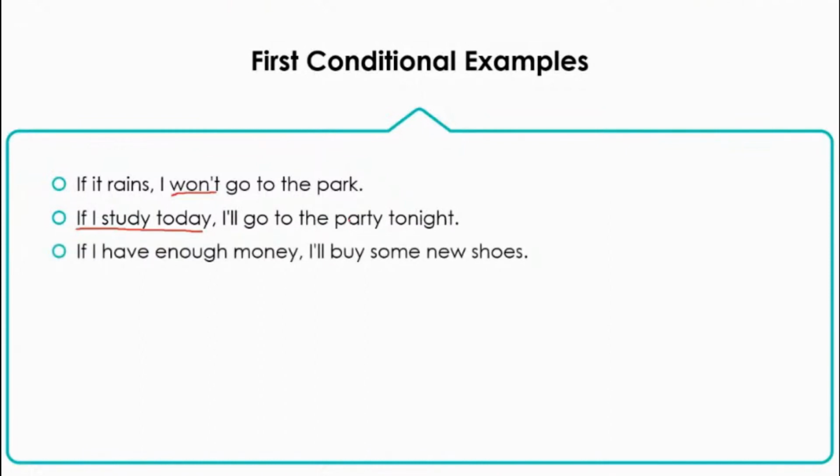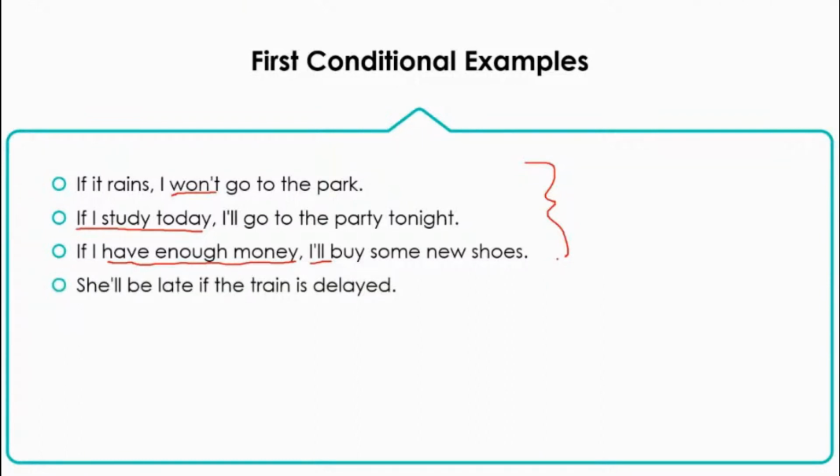If I have enough money, I will buy some new shoes. So here again, we're using our contraction I'll for I will. If I have enough money, right, if this condition is met, I will buy some new shoes. So as you can see, this is a really commonly used conditional because it's about real life, right? Simple things in real life. If this happens, I will do this, or this will happen.